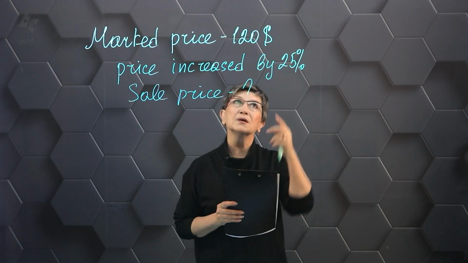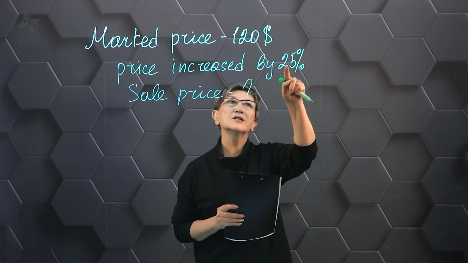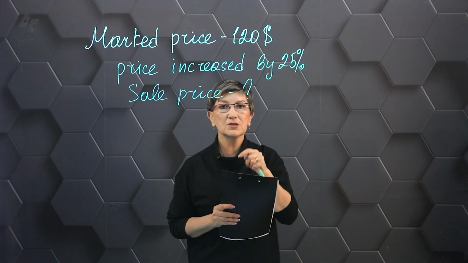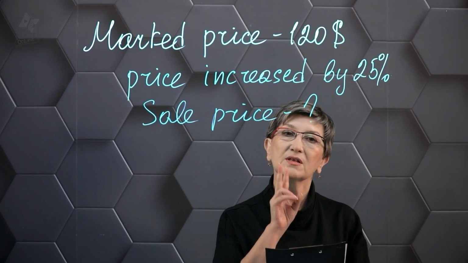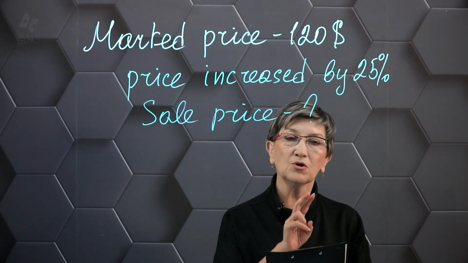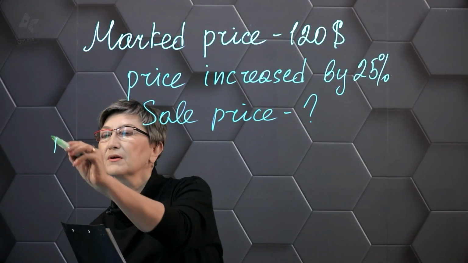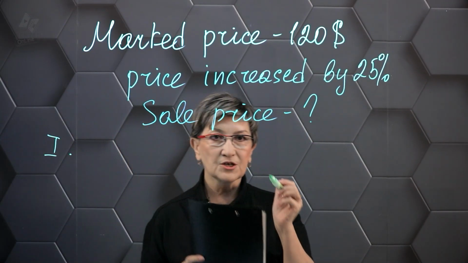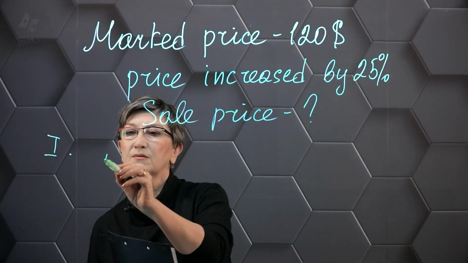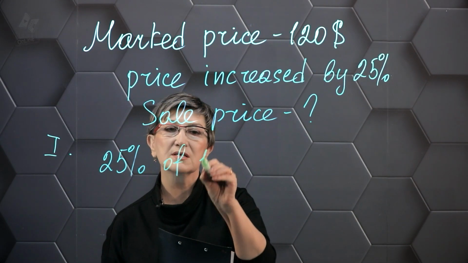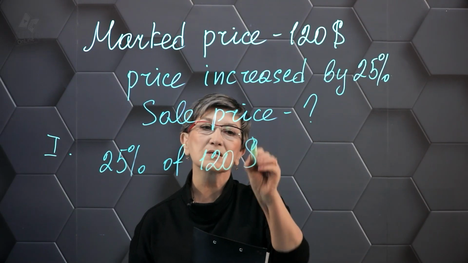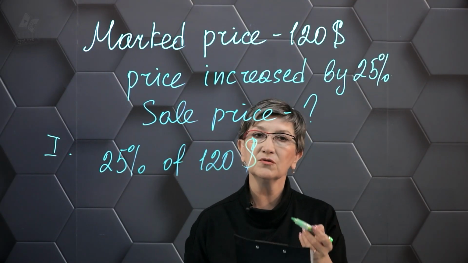We know how to find and calculate 25% of 120. When solving this problem, we can also use two ways to solve it. Let's analyze these ways. So the first way of solution. First of all, we find 25% of 120. And we know how to find what 25% equals.